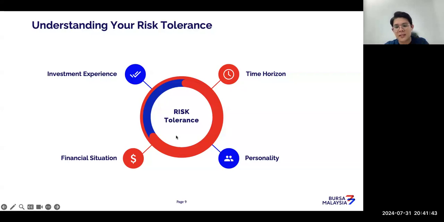Experienced investors may be comfortable with higher risk. Your financial situation, such as your income stability and net worth, will affect how much risk you can afford. The time horizon is the period you plan to invest before you need the money; a longer horizon typically allows for higher risk. And lastly, your personality and emotional response to market situations also play a significant role in determining your risk tolerance.